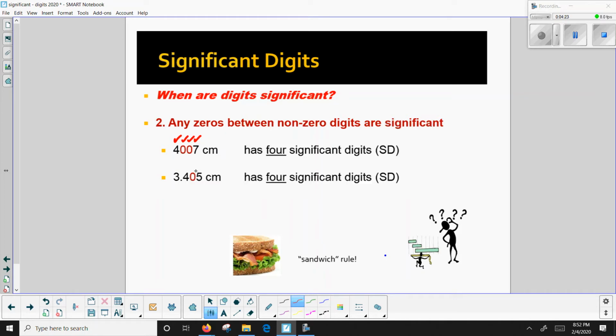Similarly over here, I've got this 0. It's sandwiched in between a 5 and a 4, so it must also be a good part of the measurement. So we've got 4 significant digits here.